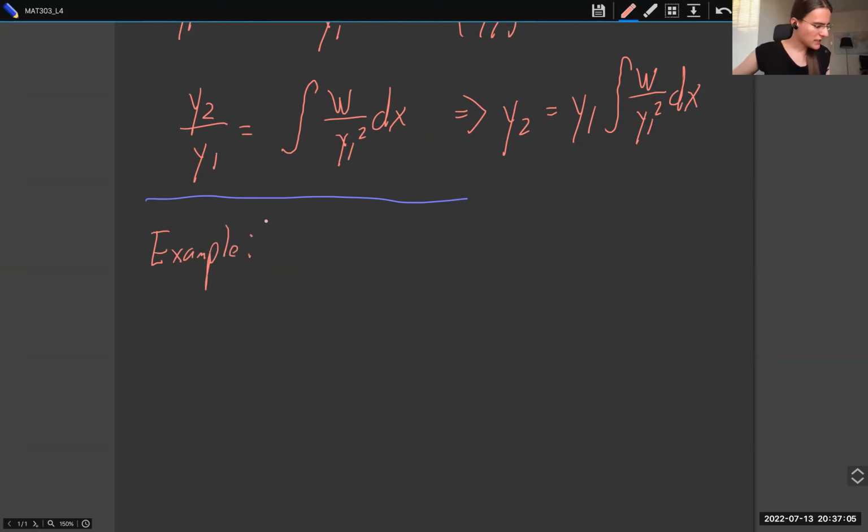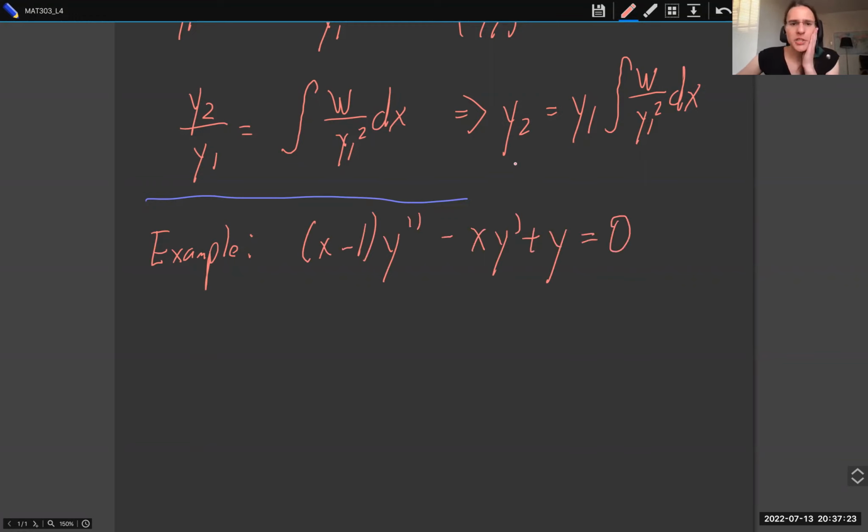So I'm going to consider the example x minus 1, y prime prime minus x y prime plus y is equal to 0. By inspection, notice that there's a bit of a symmetry here. So can you guess what one of the solutions is?